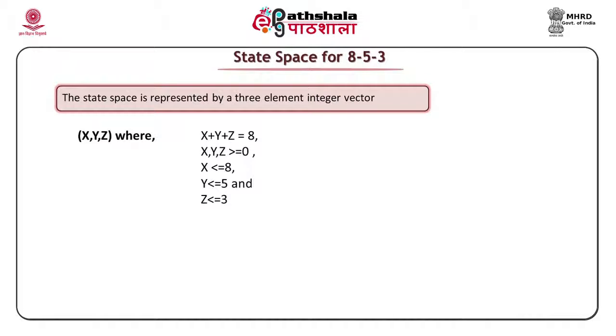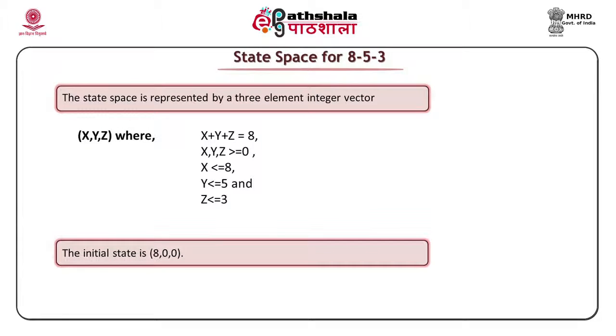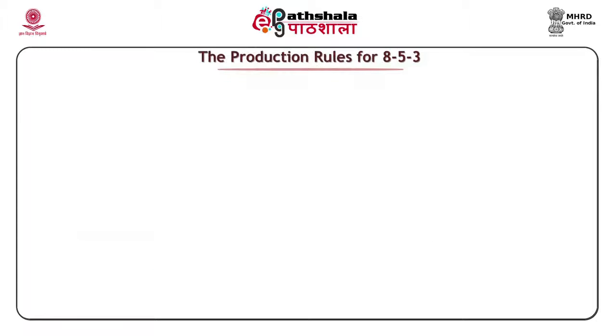That means the total amount of milk that we can have is 8. x, y, z are greater than or equal to 0, so we do not have negative values. x is less than or equal to 8, the capacity of x is 8, so you can have 8 or less. y is less than or equal to 5, so the capacity of y is 5, so you can have 5 or less. And z is less than or equal to 3, that means the z value can be maximum 3. The initial state is 8 0 0. Okay. So, this is how you represent the state space.